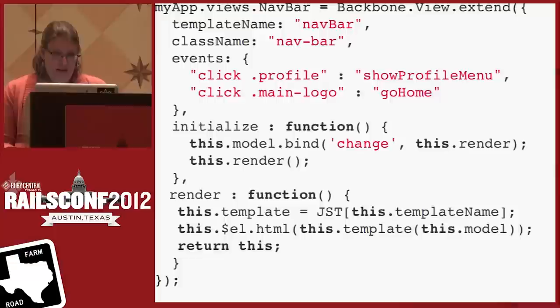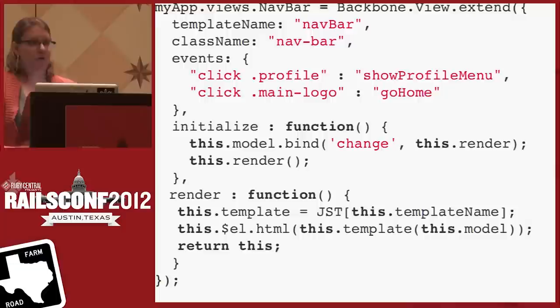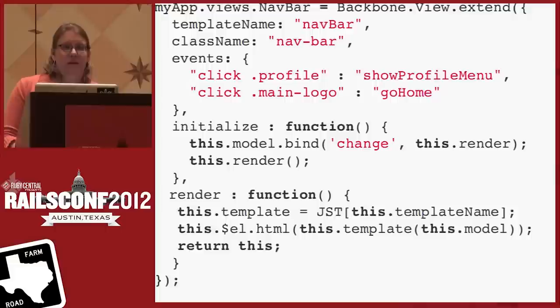OK, so here's our navbar view. Now, this extends from backbone.view, just like our user model extended backbone.model. And then we're passing it an object that includes a bunch of overrides of built-in backbone view behavior. So the first thing we're doing is giving it the name of a template, in this case, just navbar, which means we've got a template defined in our app assets JavaScript's templates directory called navbar that we're going to render.